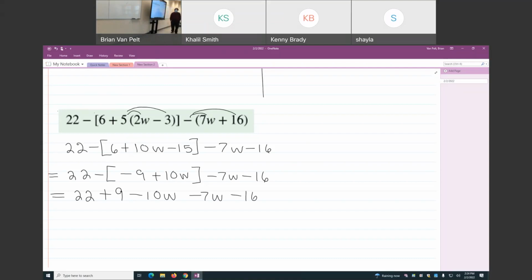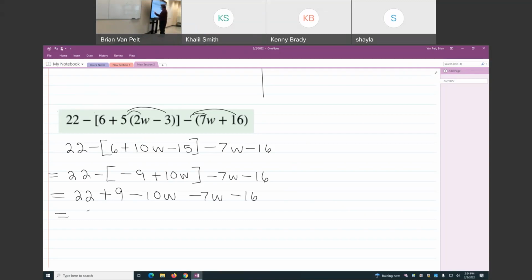There's a minus in front of that bracket, isn't there? Yeah. That means change everything from negative to positive and vice versa. So you notice the -9 is now +9, and the 10W is now -10W. You can almost go straight across to finish this.